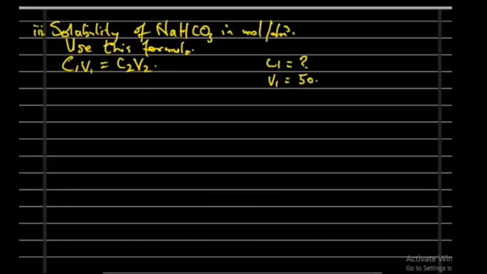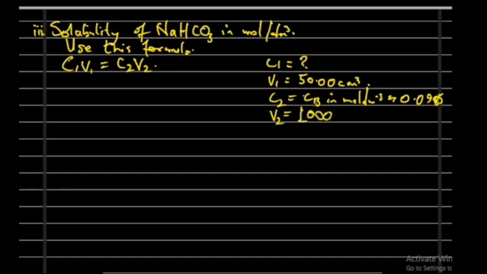So we have V1 to be 50 centimeter cube, and then our C2 in that substance is the concentration of our B that has just been calculated, the one in moles per dm cube, which was calculated to be 0.0985. That is our CB, and then our V2 is 1000 centimeter cube or 1 dm cube.